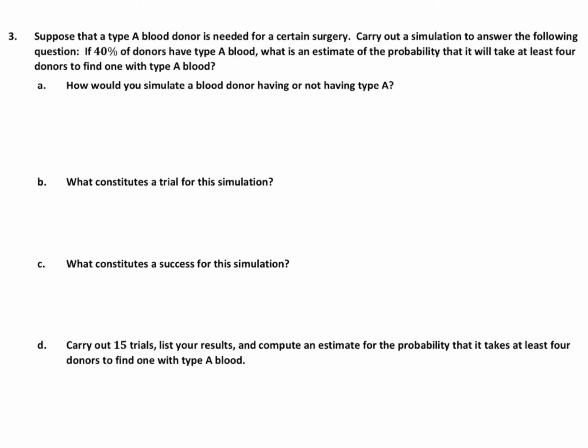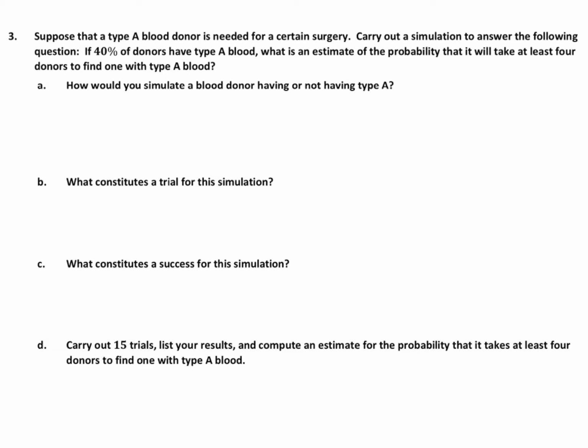Suppose that a type A blood donor is needed for a certain surgery. Carry out a simulation to answer the following question. If 40% have type A blood, what is an estimate of the probability that it will take at least 4 donors to find one with type A?